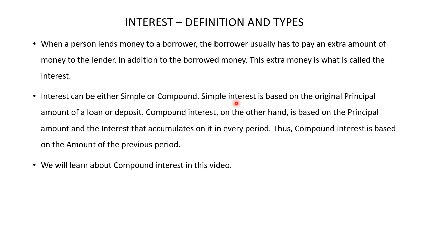Simple interest is based on the original principal amount of a loan or the deposit. Compound interest, on the other hand, is based on the principal amount and the interest that accumulates on it in every period. Thus, compound interest is based on the amount of the previous period. We'll learn about compound interest in this video.